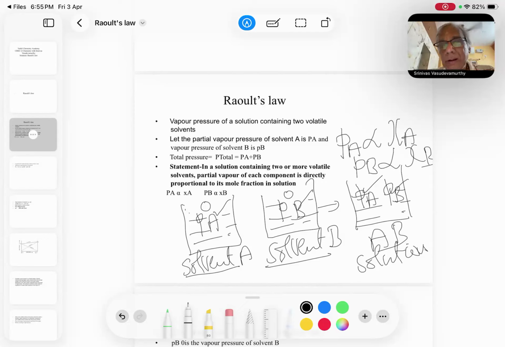Now let us look at the statement of Raoult's law for a solution containing two or more volatile solvents. In a solution containing two or more volatile solvents, the partial vapor pressure of each component is directly proportional to its mole fraction in the solution. Once again, in a solution containing two or more volatile solvents, partial vapor pressure of each component is directly proportional to its mole fraction in the solution. So PA is proportional to mole fraction of A, PB is proportional to mole fraction of B.